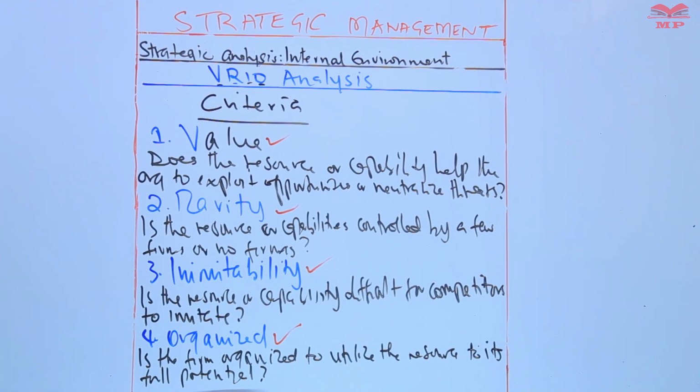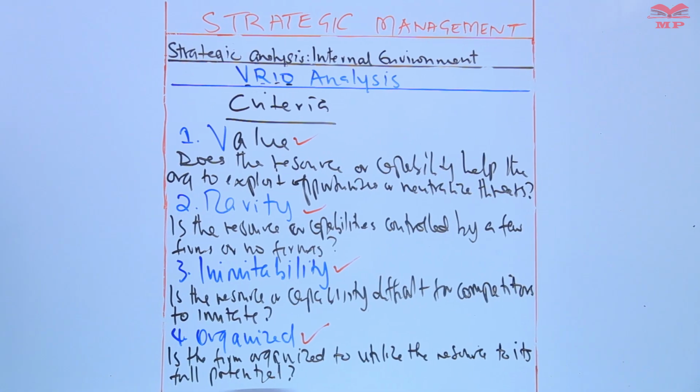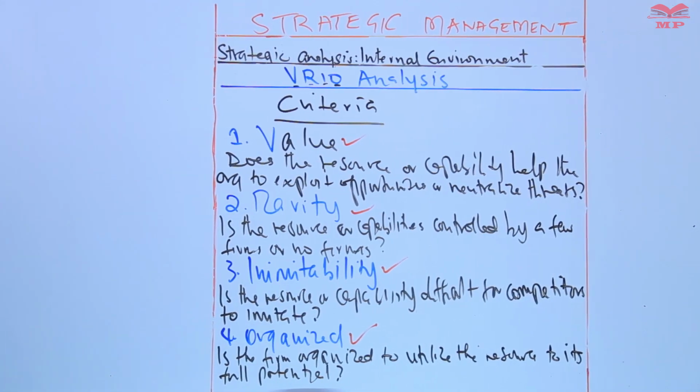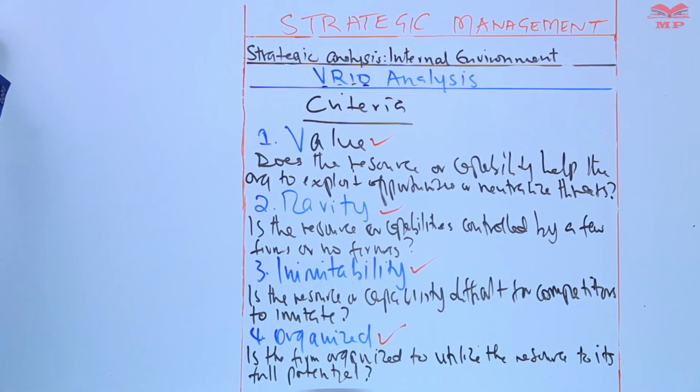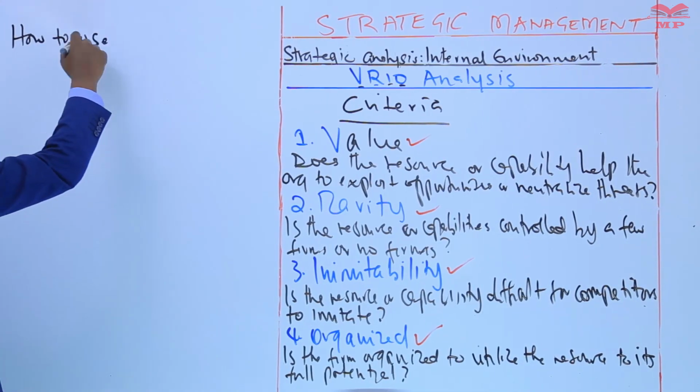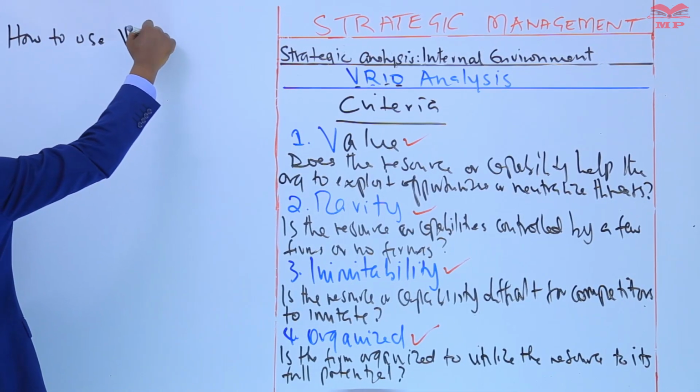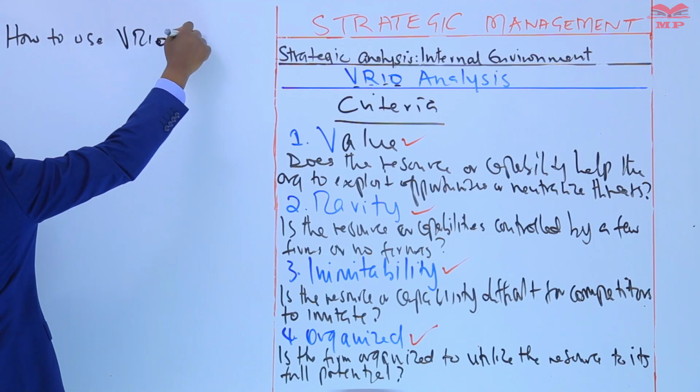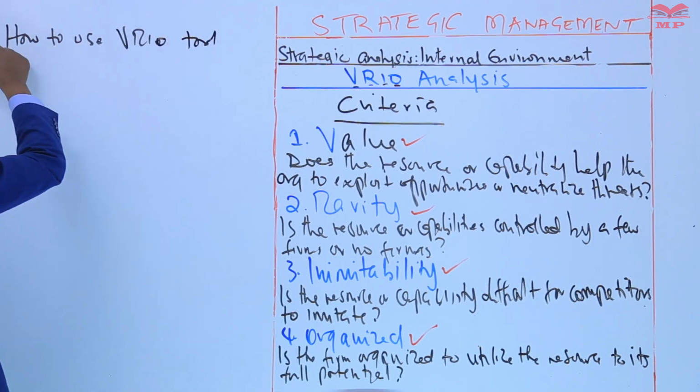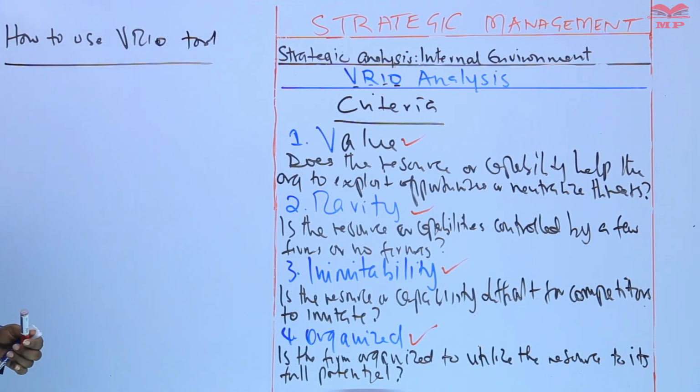So, candidates, I'm now going to explain how the VRIO analysis tool is used in practice, how it is systematically applied in evaluating each resource and capability against the 4 criteria. I'll answer the question on how to use the VRIO analytical tool.